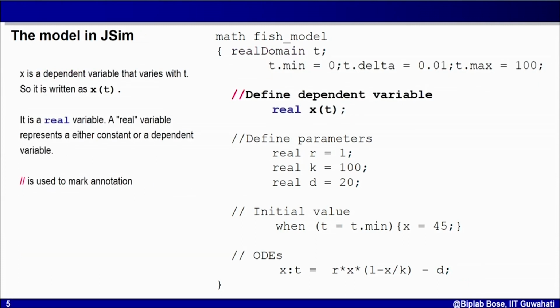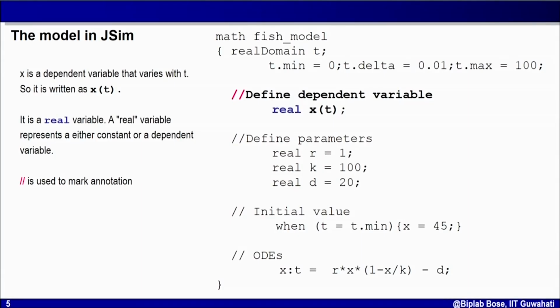Now we have defined the independent variable. So now we have to define the dependent variable. In our model, population of fish is the only dependent variable. So that is x, and I have defined it as x in bracket t. So JSim understands that x depends upon t, which I have defined here as an independent variable.